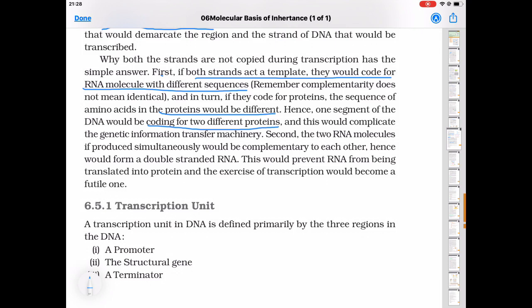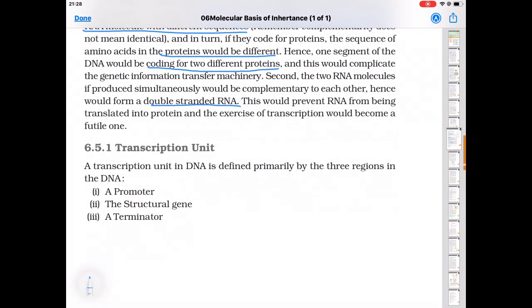information transfer machinery. Second, the two RNA molecules, if produced simultaneously, would be complementary to each other, hence would form a double-stranded RNA. Because they are complementary, they will coil among themselves and double-stranded RNA will be formed. This would prevent RNA from being translated into protein. When double-stranded, it will become stable and it will not form proteins. I hope this is clear.